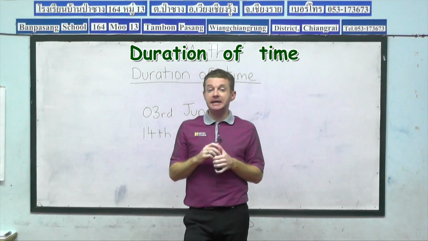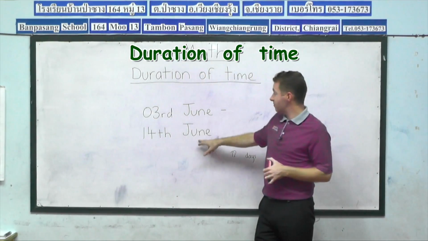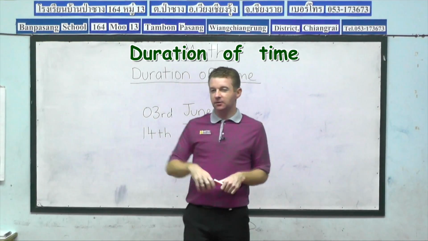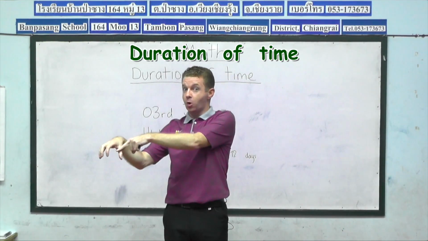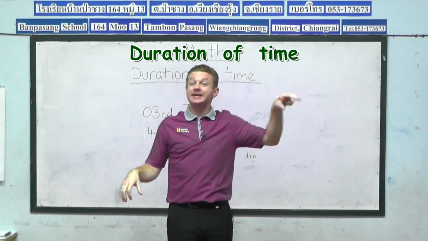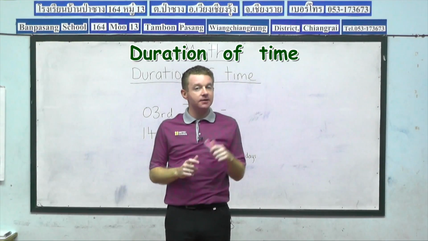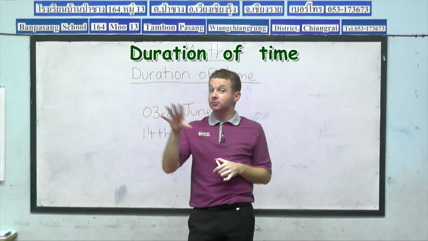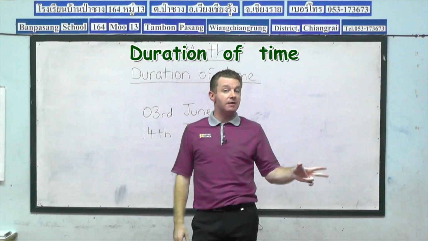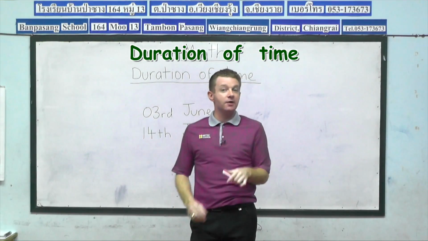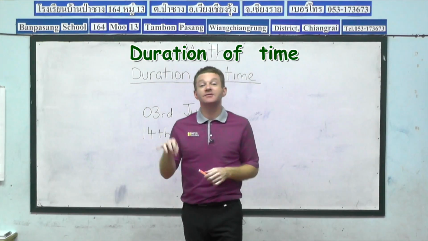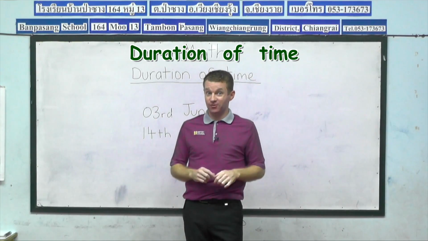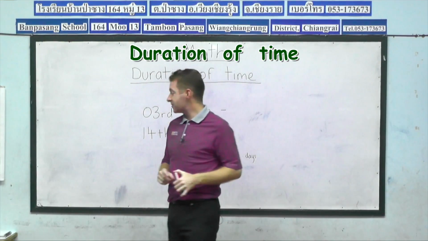Now that was a fairly easy one to start because both of our days are in the same month. But it's not always that easy. Sometimes we have to go from a day in one month to a day in the next month. And that means calculating how many days in a particular month. Remember, some months have 30, some have 31. And February is a very tricky month because it has 28 days and then every 4 years gets an extra day. So let's do one more together.